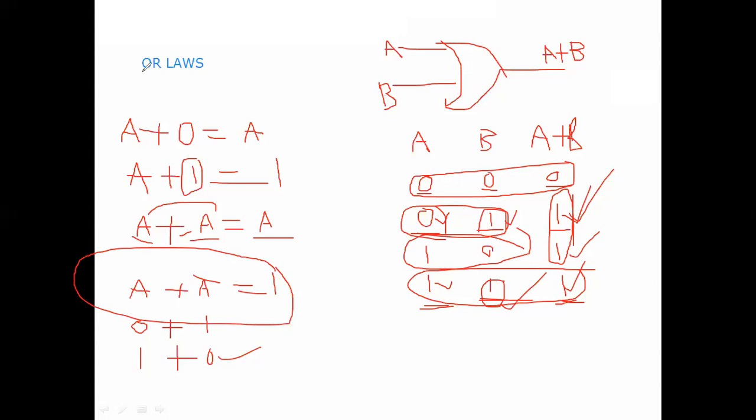So these belong to the OR laws. So complementation laws, AND laws, and OR laws. All the laws come from the truth tables only. If you remember the truth table, then you can write these theorems. Now, the next one is the commutative law. Do you understand this?